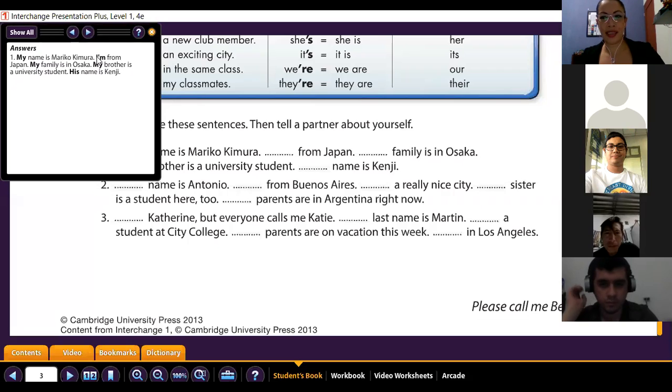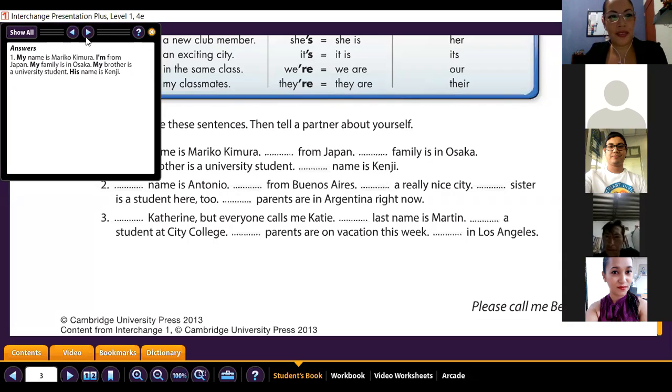Do you have those answers? Yes. Great, excellent. Volunteer to read number two. Okay, my name is Sunghee Park. I'm 20 years old. My sister is a student here too. My parents are in Korea right now.